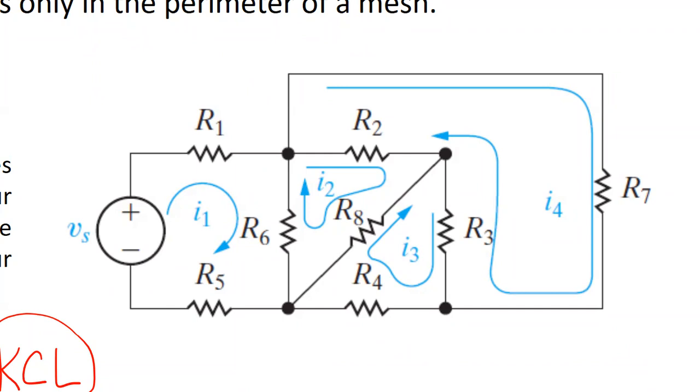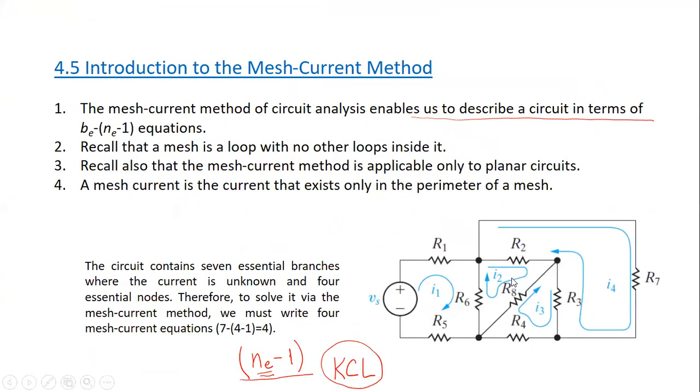4 meshes, and a mesh is a loop which doesn't contain any loop inside it. So this will be one mesh, as you see. This will be another mesh, this will be the third mesh, and this will be the fourth mesh. So we have 4 meshes. If I want to solve it using mesh analysis, I need 4 equations, and these equations will be based on KVL.